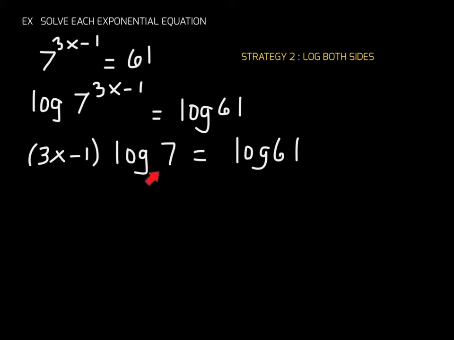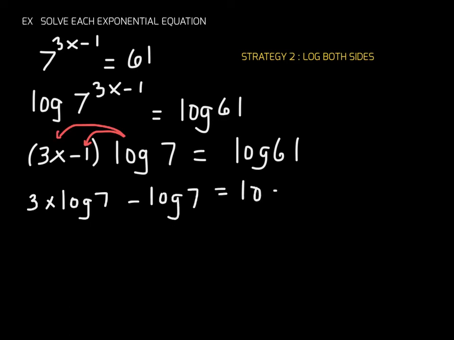Now, log 7 is just a number. Log 7 is log 7, do you know what that is? It's the exponent to which you raise 10 to get 7. At the end of the day, it's just a number. So what I want you to do to that number is to distribute that number so that you no longer have parentheses, okay? So we're distributing. So you get 3x times log 7 minus 1 times log 7 is equal to log of 61.